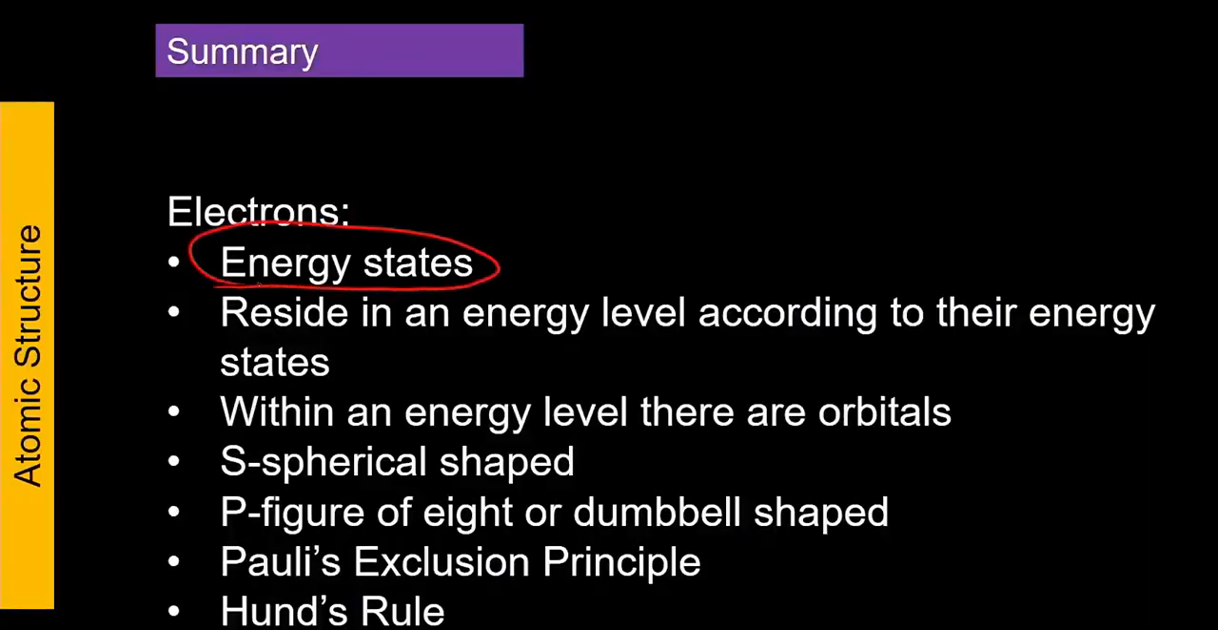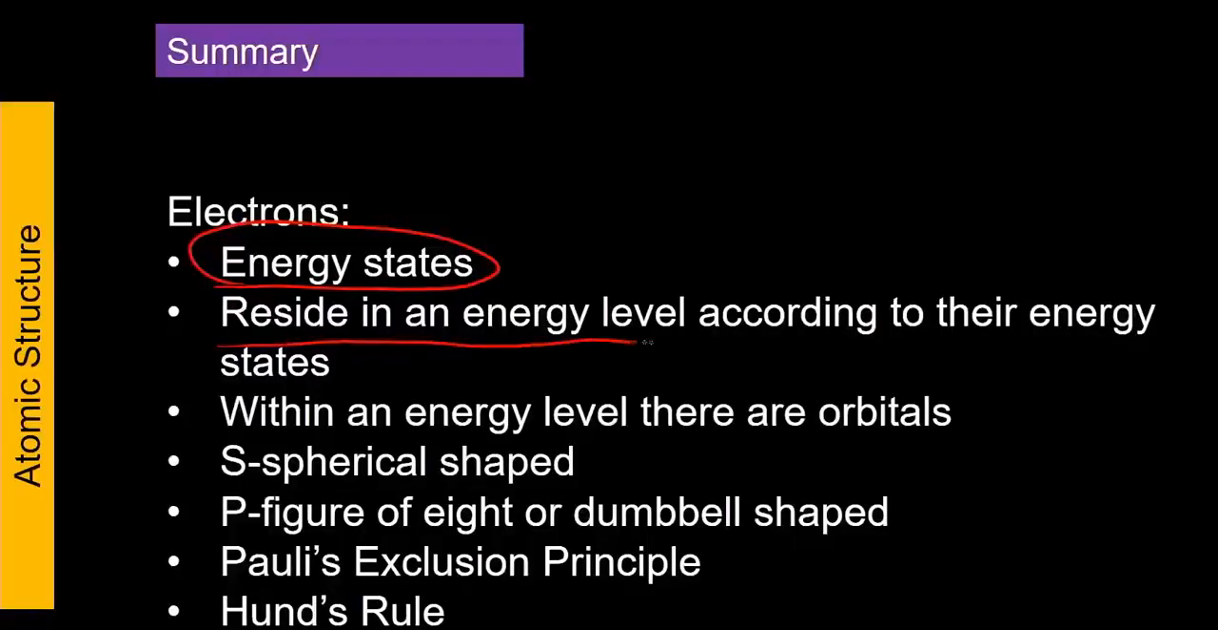We spoke about energy states. Each electron has an energy state, an energy amount, we can call it. And that will determine where those electrons are allowed to be around the nucleus. So that means they reside in an energy level according to their energy states.